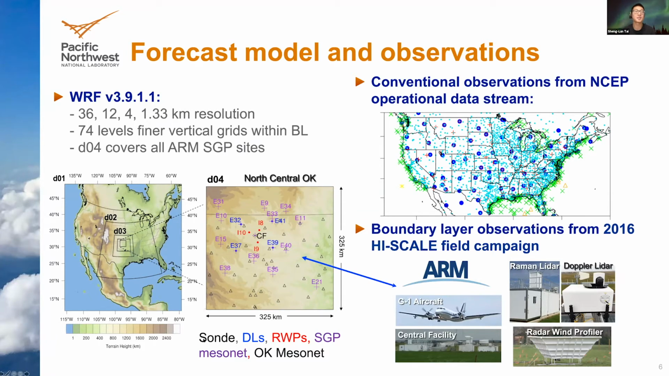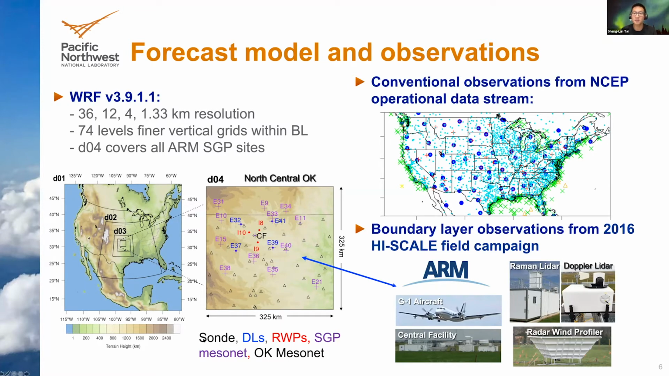So in this study, we ran a WRF model with four one-way nested domains with resolution from 36 to 1.33 kilometers, and with finer vertical resolution within the boundary layer to resolve the atmosphere in the boundary layer. As you can see, domain 4 actually covers all the ARM SGP site, as you can see in the map here.